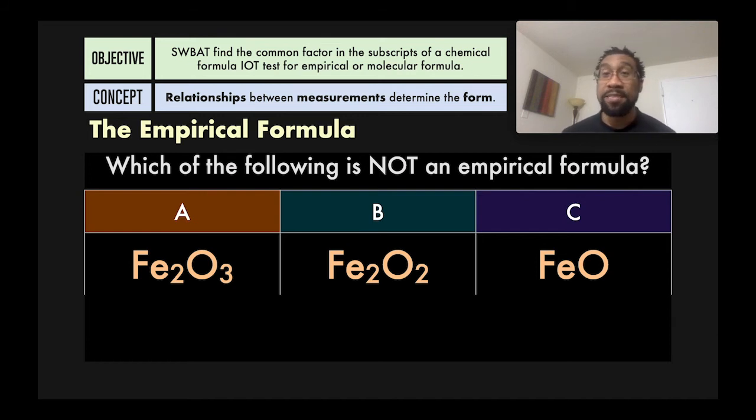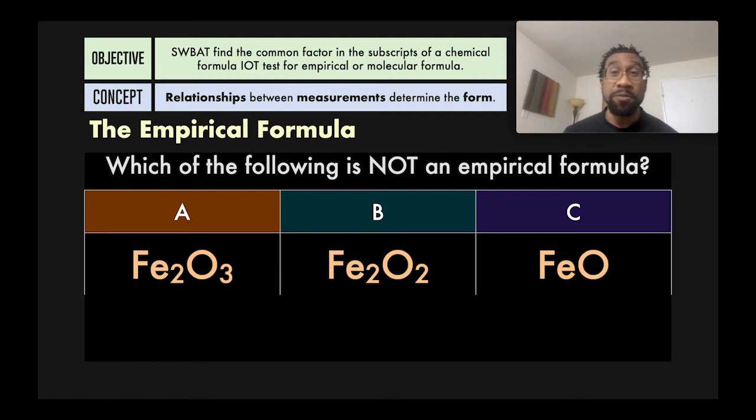Okay, I'm not going to give the names because it might spoil the answer, but which one of these is actually not an empirical formula? So which one of these is not reduced? So if we have Fe2O3 as our first choice, we have Fe2O2 as our second choice, and then we have FeO as our third choice. Why don't you take a minute to determine which one of these is not an empirical formula?